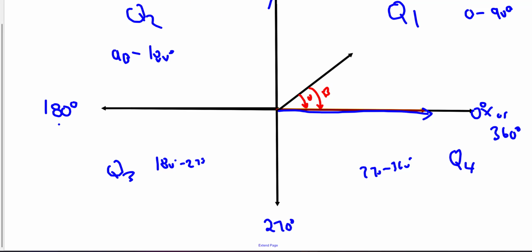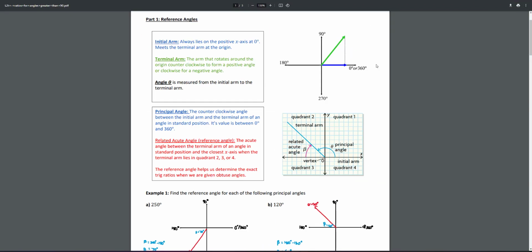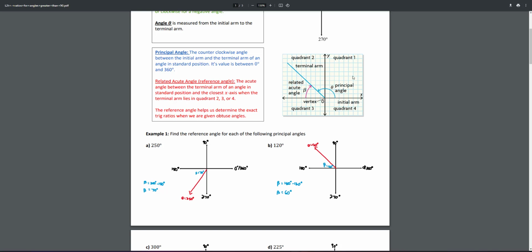So why is beta important? Beta is very important. It's actually kind of more important than the principal angle. Sort of, not really. The reason why beta is important is because we can solve for beta, and then we can use that information to solve for the principal angle, because the principal angle and beta have some kind of symmetry, you could say, between them. So let's do some examples, shall we?